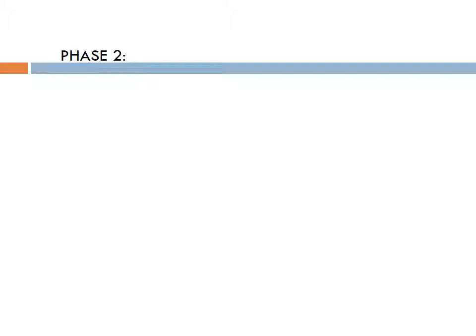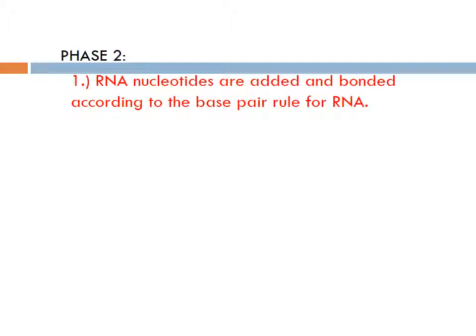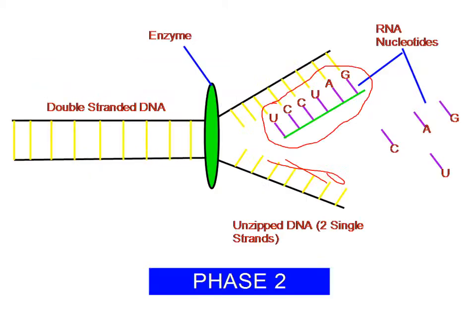In the second step or phase, you are going to add RNA nucleotides to one strand of that DNA. So this is very much like that second step in DNA replication, but instead of adding DNA nucleotides, we're going to add RNA nucleotides. And we're not using the GCAT rule, we're using that GCAU rule where we have uracil instead of thymine. So let's take a look.